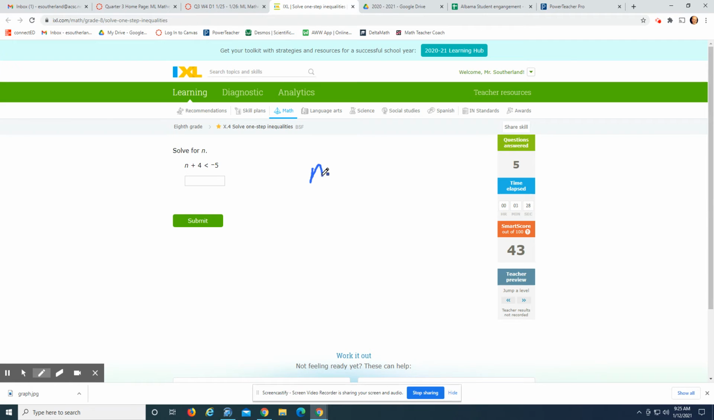N plus 4 is less than negative 5. Same thing, you're going to get rid of the 4. It says plus 4, so you're going to minus 4. The n drops down, the 4's cancel, the less than sign drops down. Negative 5 minus 4 is negative 9. Again, you may consider using a calculator if you're not very good at negatives. So n is less than negative 9.